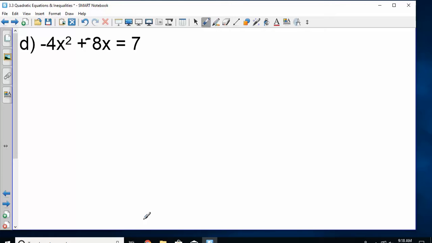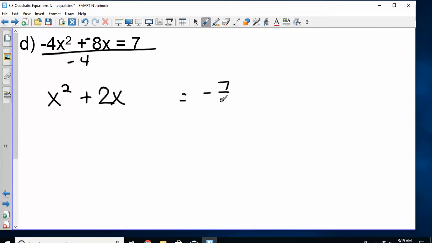What would you do first? So we get x squared. Negative 8 divided by negative 4 is a positive 2. And then I have a negative 7 fourths. Step 2 is to move the constant to the other side. Do we have to do that? No, it's already there.